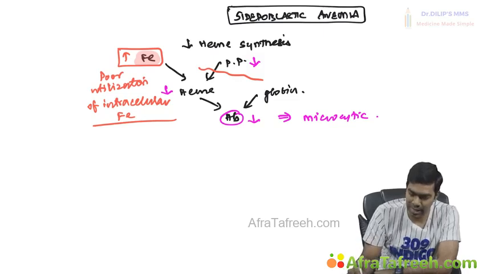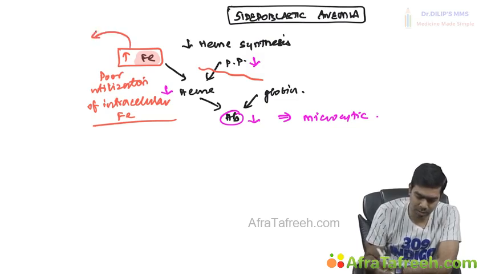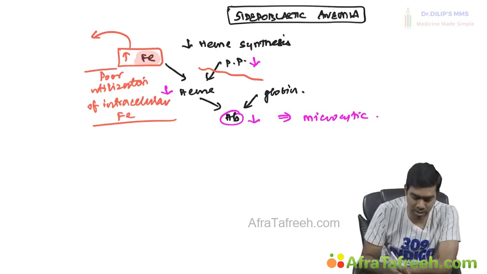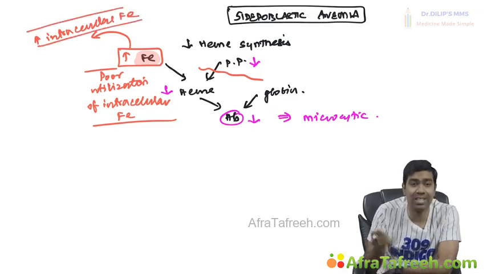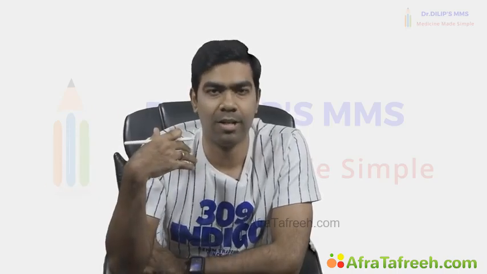The important thing about that is this increased intracellular iron, because of the poor utilization of the intracellular iron. I'm talking not about the macrophages, but about the RBC precursors. During erythropoiesis itself, when the RBC precursors take the iron, you have a lot of iron outside in sideroblastic anemia. The RBC precursors take the iron, but within the cell they cannot utilize that iron to produce heme, because of the poor protoporphyrin.